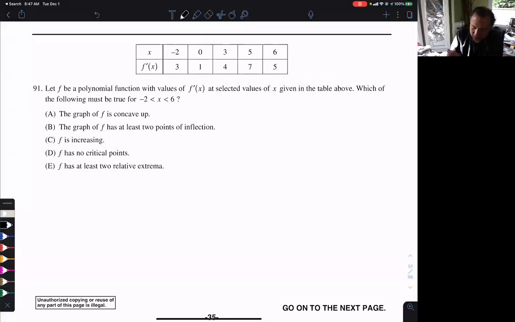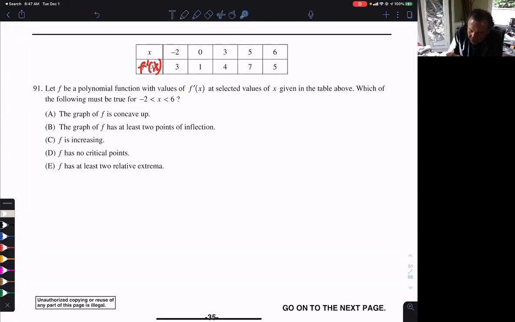2012 test, number 91. So what is this chart telling you? It's giving you the values of the derivative. So I want to emphasize that. This is the derivative of x. Now, here's the common mistake people will make. They will make assumptions about this graph.